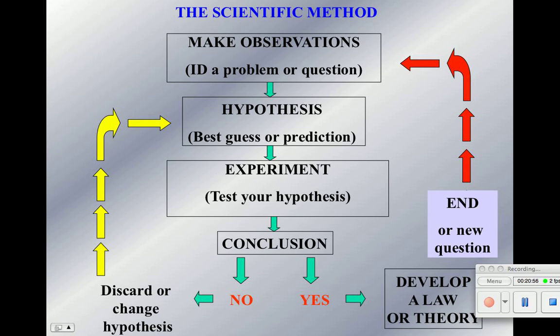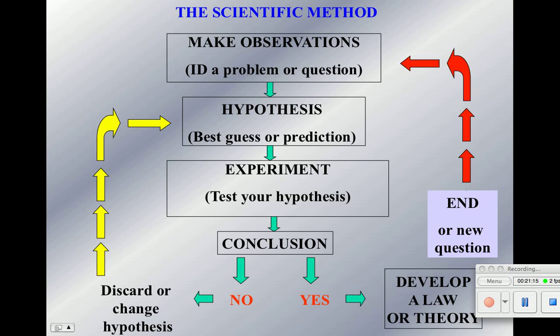If your conclusion is correct, that conclusion can be further studied by other scientists and developed into a law or theory. And in trying to formulate or develop a law or theory, you might actually open new questions. That might be the end of it. You end with your theory, or it might open new questions that start the process all over again.